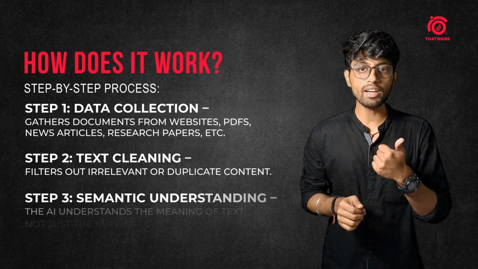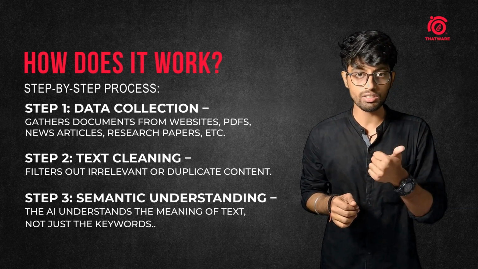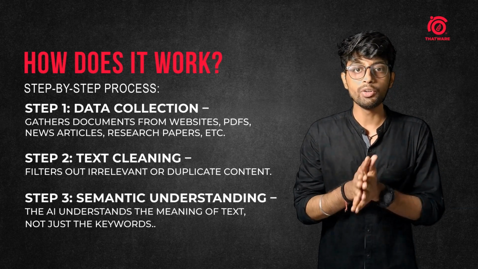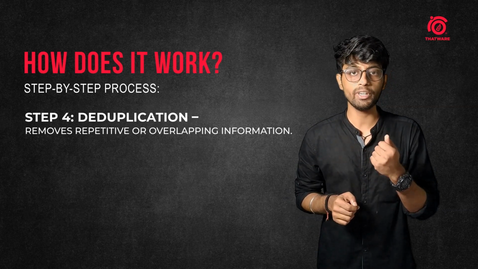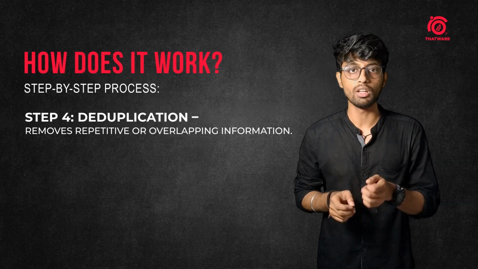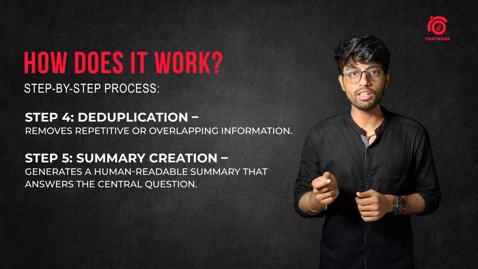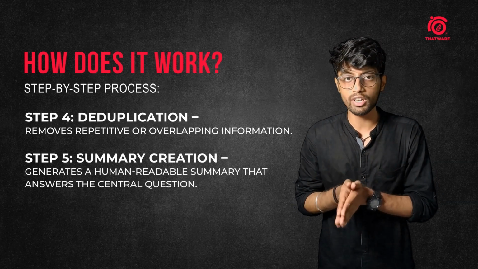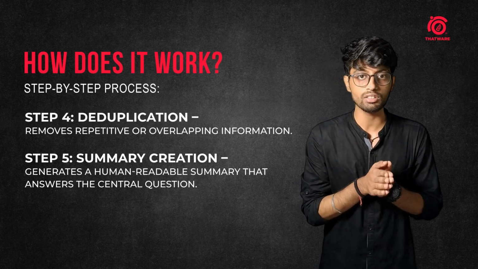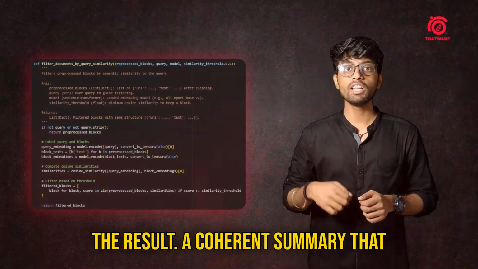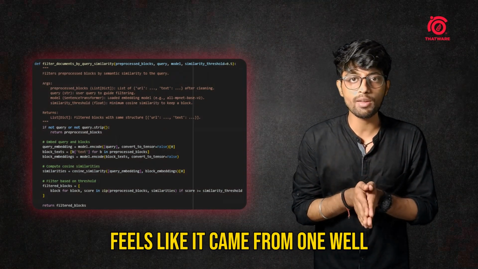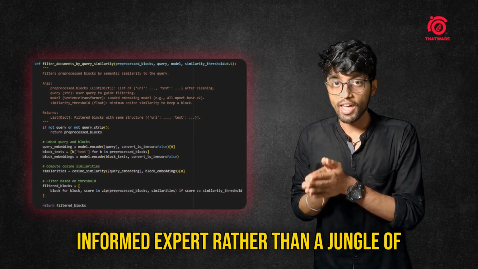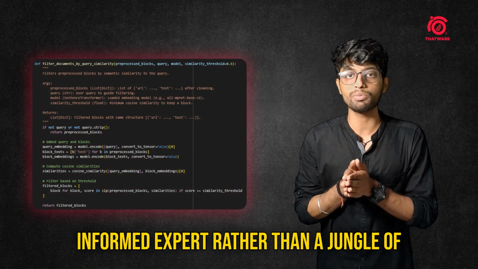Step 3. Semantic understanding. The AI understands the meaning of text, not just the keywords. Step 4. Deduplication. Removes repetitive or overlapping information. Step 5. Summary creation. Generates a human-readable summary that answers the central question. The result? A coherent summary that feels like it came from one well-informed expert rather than a jumble of sources.